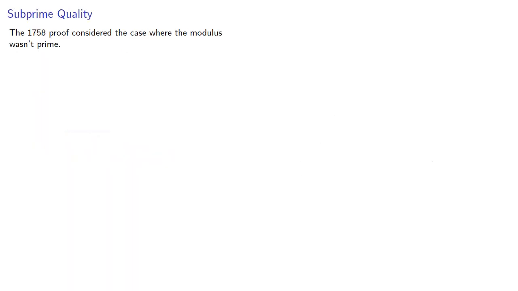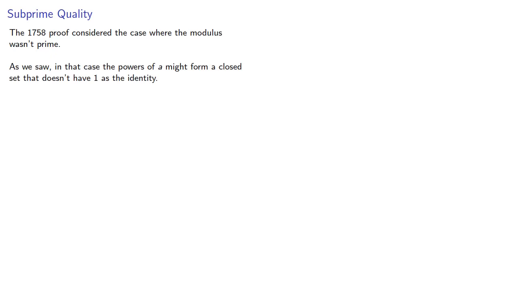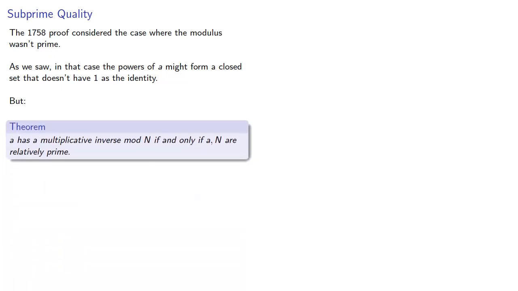Now, the important thing about Euler's 1758 proof was that he considered the case where the modulus wasn't prime. As we saw, in that case, the powers of A might form a closed set that doesn't have 1 as the identity. But if we want to talk about subgroups, they do need to have the same identity, and so you can't talk about identities without bringing up inverses. And so we might remember that A has a multiplicative inverse mod n if and only if A and n are relatively prime. So let's consider the powers of a number relatively prime to the modulus.